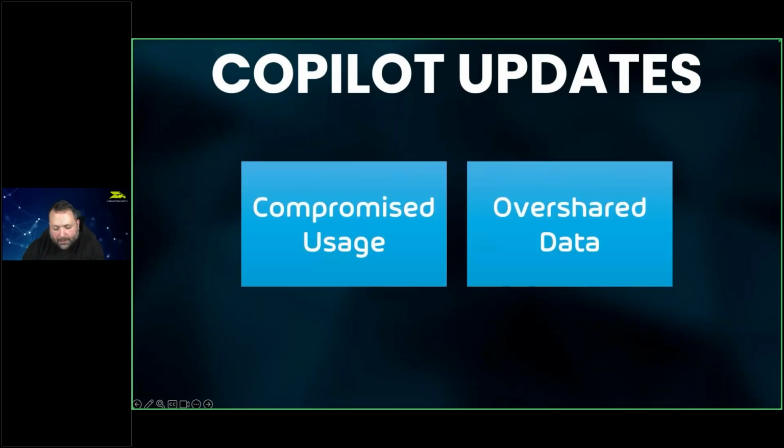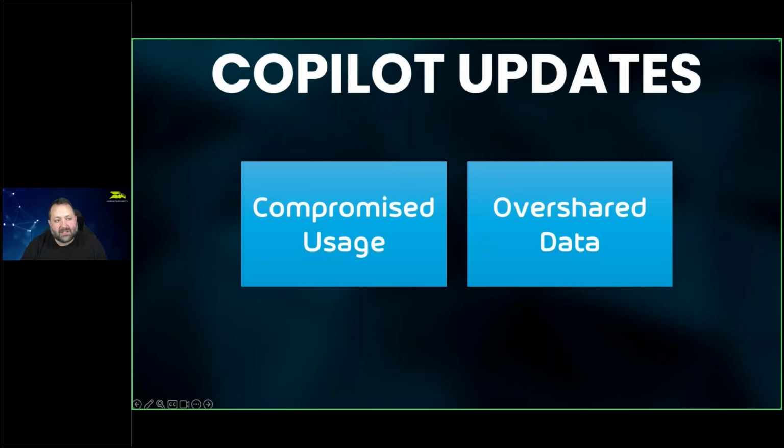And so when it comes to this problem, Microsoft basically acknowledged everything that I've talked about so far, right? The two big problems that they see with Copilot is one, compromised usage. Either a malicious insider is using it in a way that they shouldn't, or an account is compromised and the threat actor is now using that compromised account to leverage Copilot.